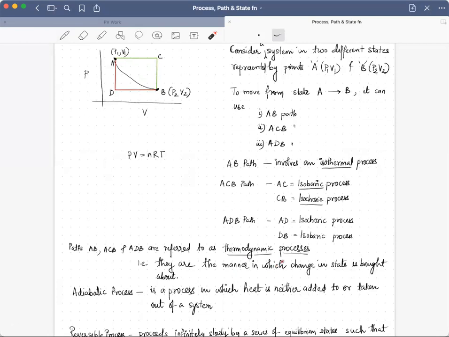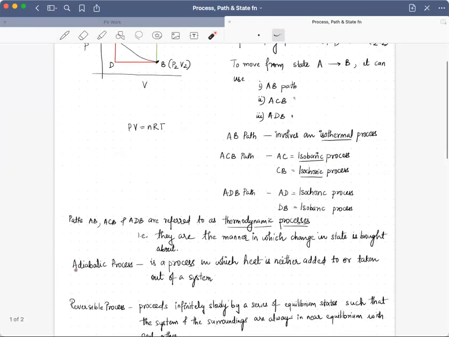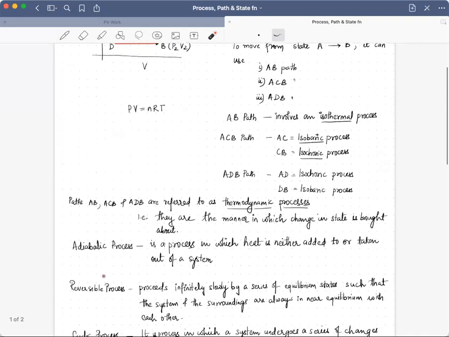They are more or less the same, and so many times during our discussion, process and path would be used interchangeably. And so we have learned a few processes like isothermal, isobaric, isochoric. We have another type of process which is referred to as the adiabatic process. In this process, heat is neither added to nor taken out of the system. So that means it's a perfectly isolated system where there is no exchange of heat with the surroundings. Such processes are referred to as the adiabatic process.